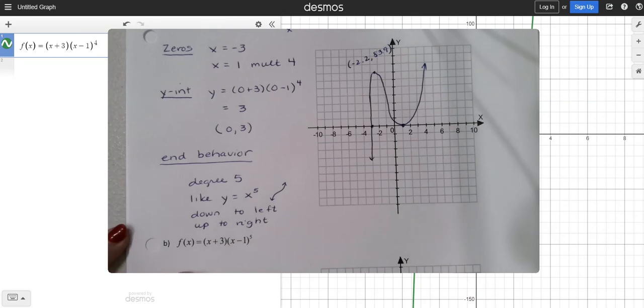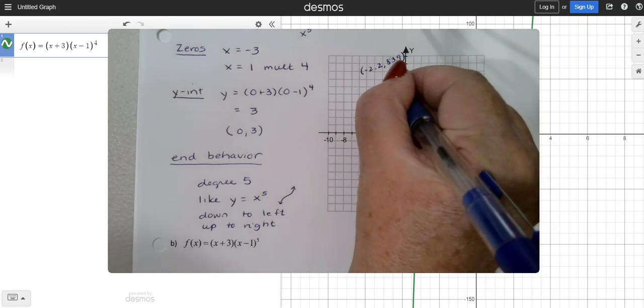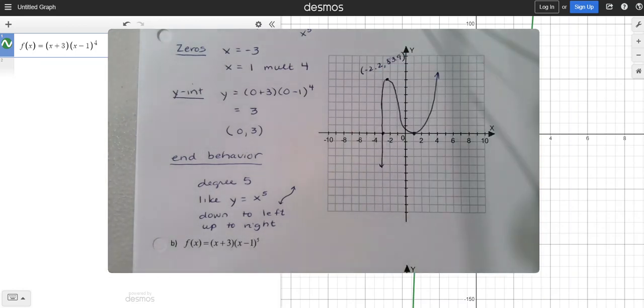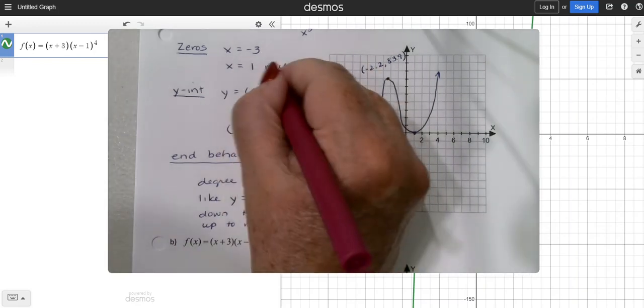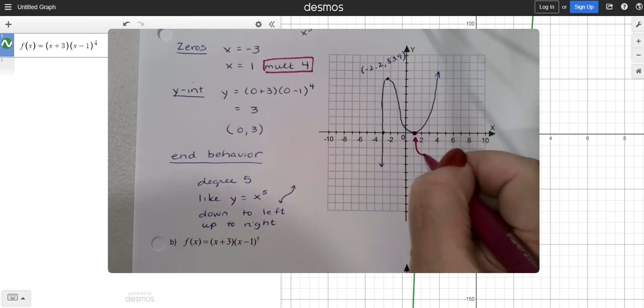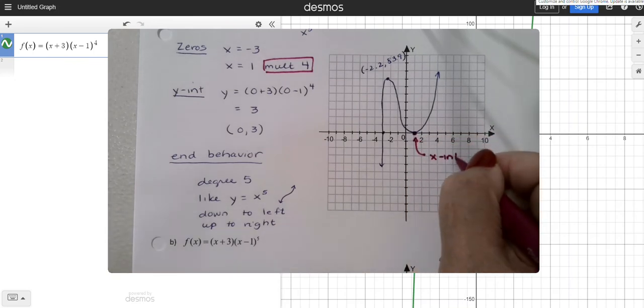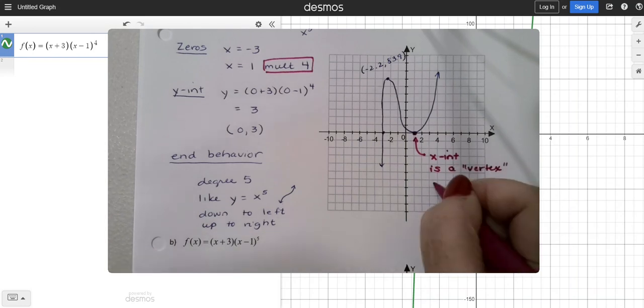So I didn't actually bother to make a really nice scale on my y-axis this time. I just simply labeled the vertex so that we can kind of move through these a little bit more quickly. But again, I'm going to notice with a multiplicity of 4, this x-intercept is sort of a vertex or turning point.